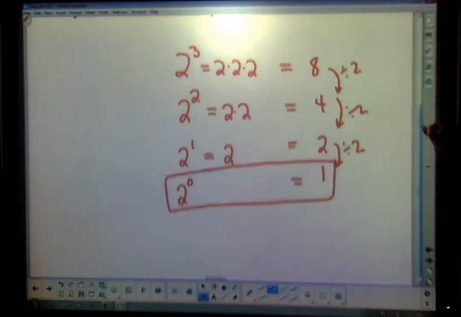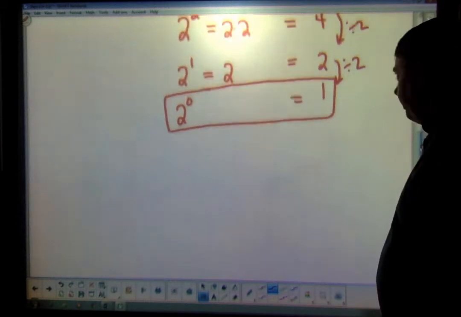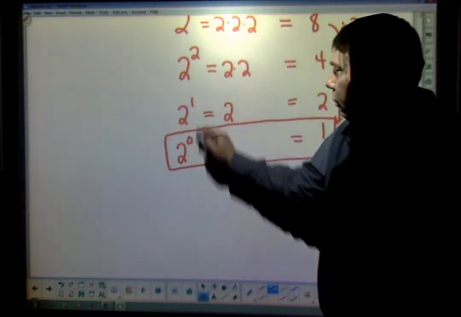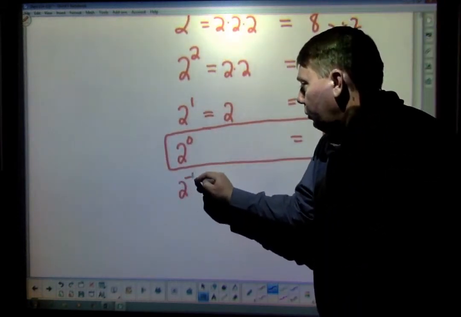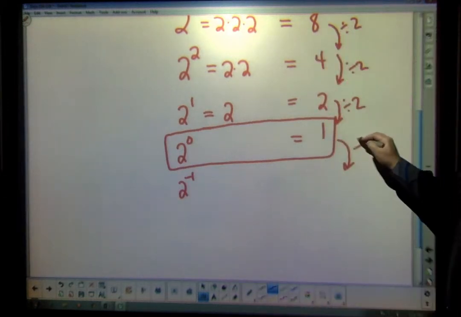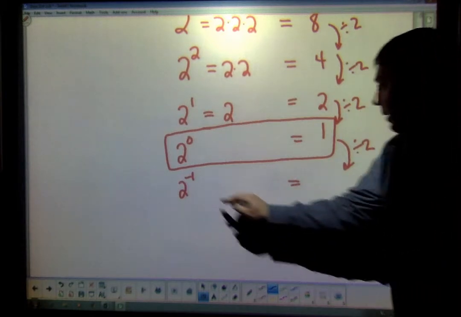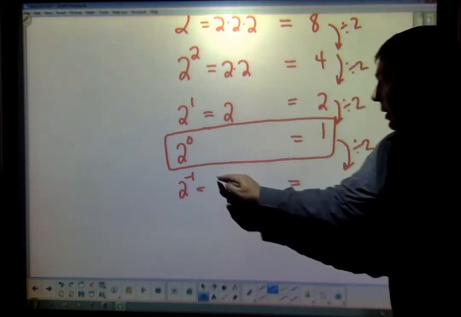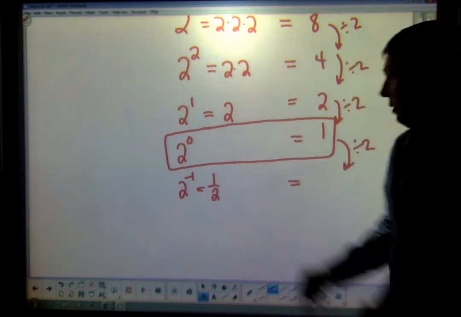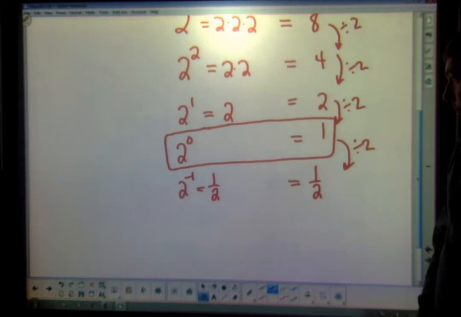Now the other new part in 8th grade is working with negative exponents. And so we would reduce the exponent by 1, so take 1 away, so we're at negative 1. Well, let's follow our pattern over here. What's 1 divided by 2? Well, that is a half. So we take half of something by multiplying by the factor of 1/2. So 1 over 2 is your answer.